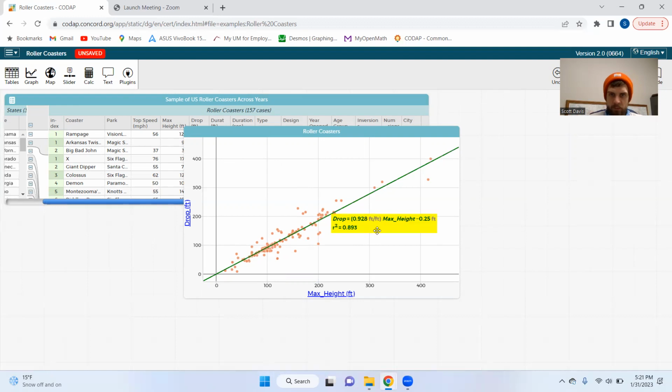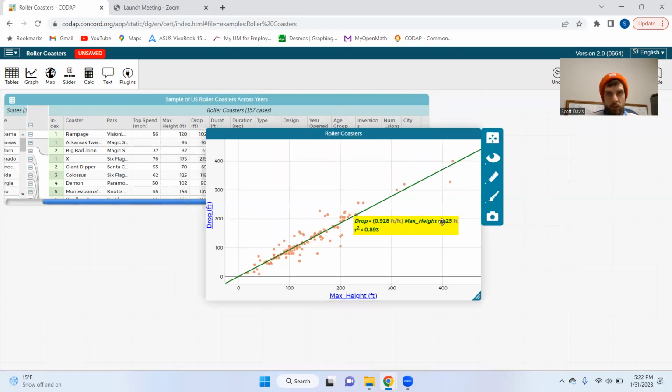So this is 0.893. If I wanted the original correlation coefficient, I'm just going to take the square root of 0.893. I'm doing this on just a calculator here. I want to make sure that I interpret it as the positive square root because I can see that this slope is positive. And I get a value of 0.945 essentially. So this is a very strong positive relationship between the maximum height of a roller coaster and its drop.